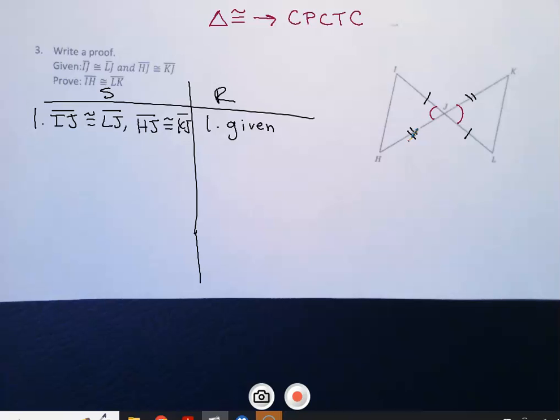Corresponding means we have to have parallel, but go through the list. Are they corresponding? I don't have parallel lines. Nope. Are they alternate interior? I don't have parallel lines. Nope. Are they alternate exterior? No parallel lines. Consecutive interior? I still don't have parallel lines.